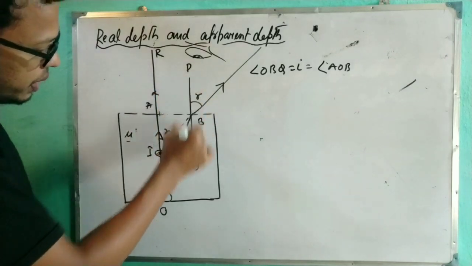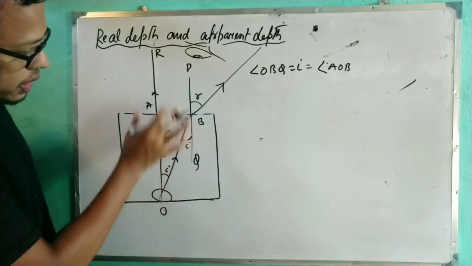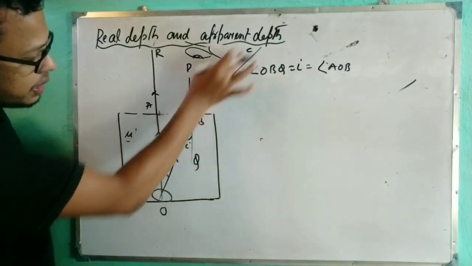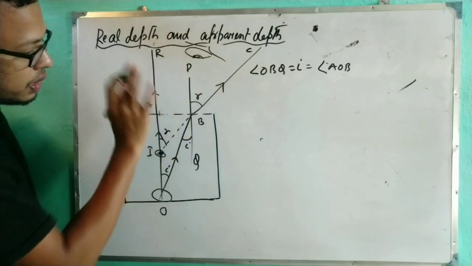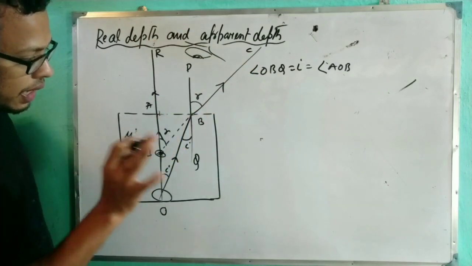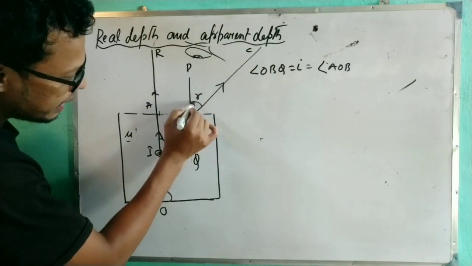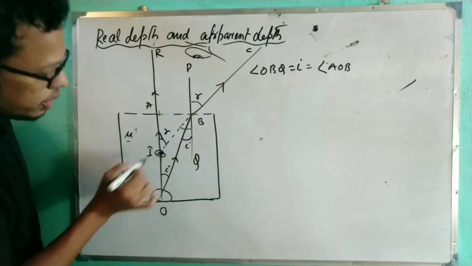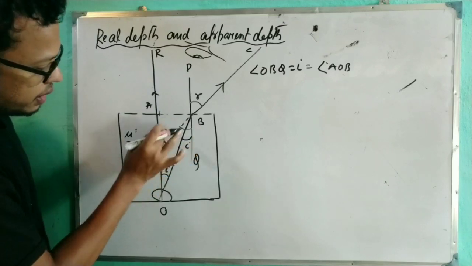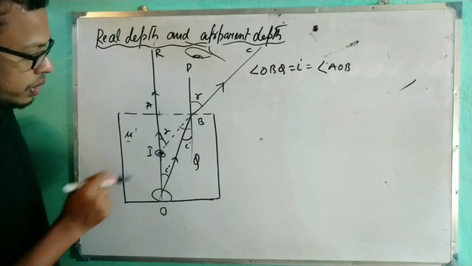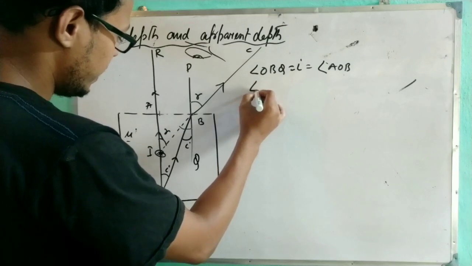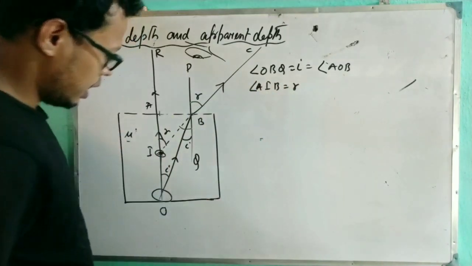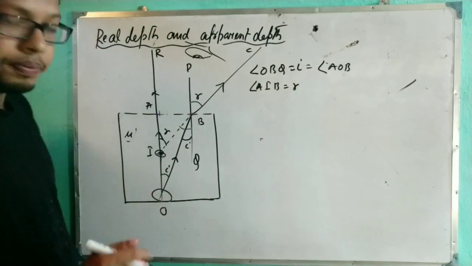One is PQ and RO are parallel, and this IC is a straight line, a transversal, so this angle will also be this angle. Otherwise, as this is R, this total angle from here to here will also be R, and these are alternate angles. This is also a similar case. So angle AIB, this angle is R, where this angle is I.